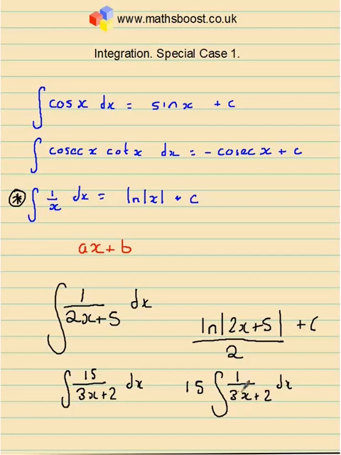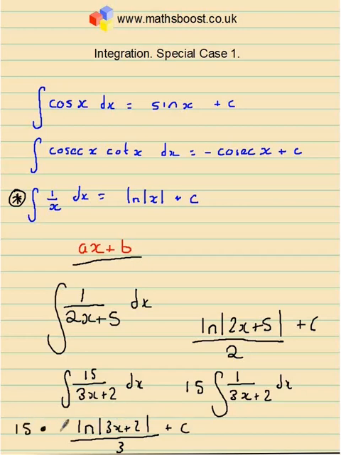So I recognize that this is the standard integral 1 over x. The only difference is the argument, instead of being x, is a linear, ax plus b. So I can carry on as normal. It would be natural log 3x plus 2 plus c. And because I've used that rule, I have to pay the price, divide the result by 3. And that's my answer. And of course, I'm going to times all of this by 15.